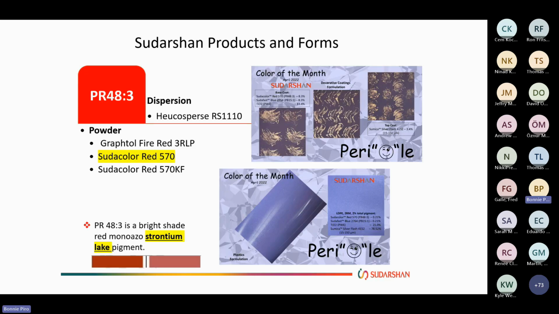Pigment Red 48.3 is the strontium version of this lake pigment. It is a little bit more to the bluer side. And again, we see a couple of color designs utilizing the Pigment Red 48.3 in a decorative coatings formulation, as well as a plastic formulation to get these purple shades.